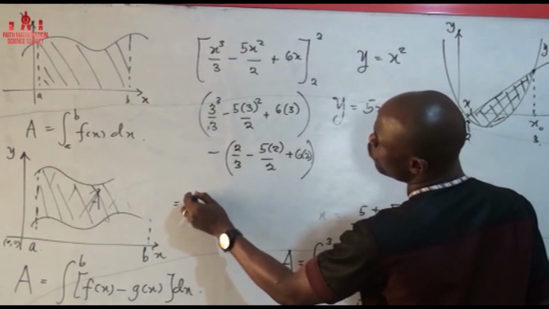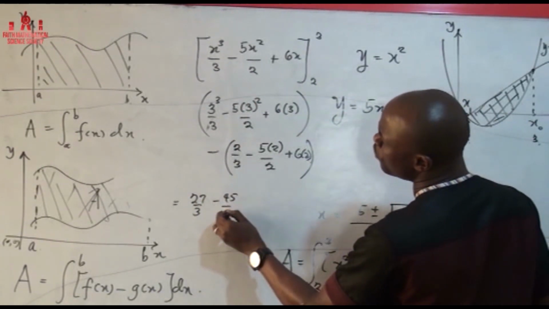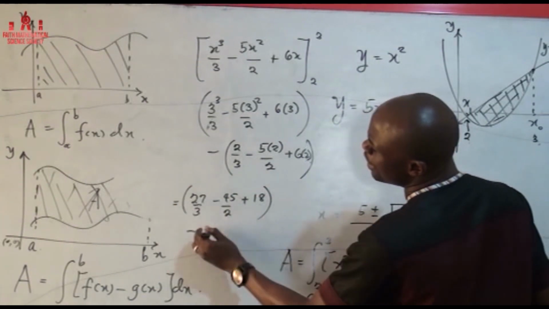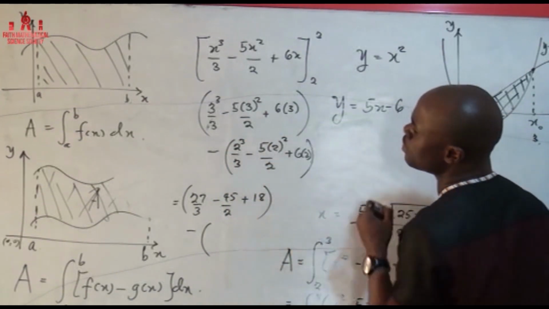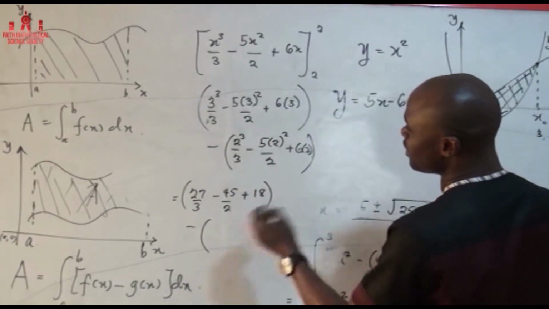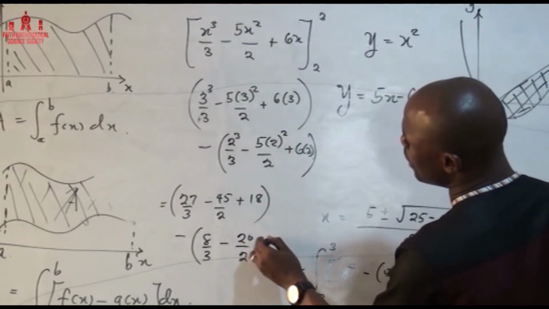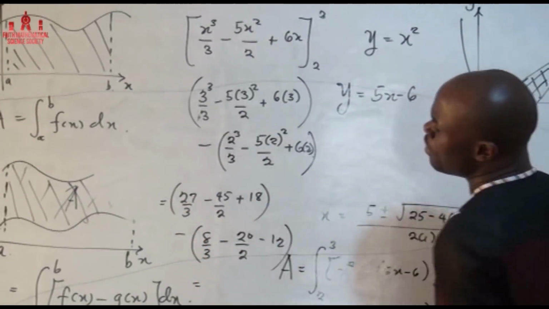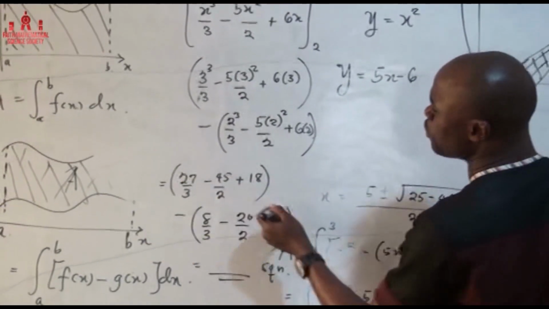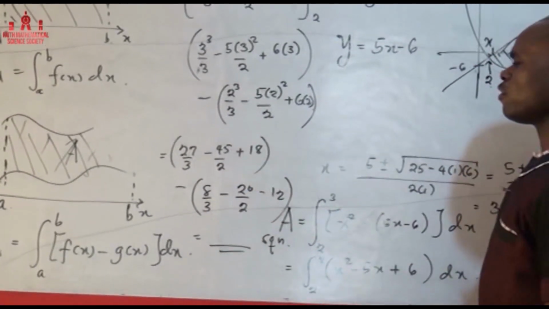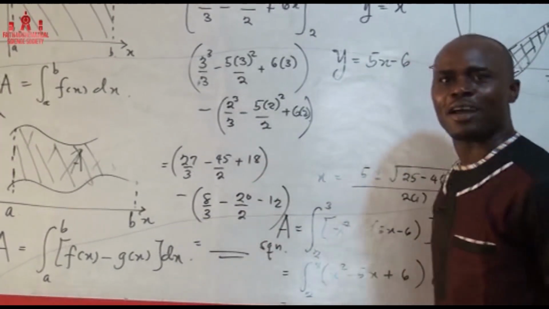You know that's going to give me 27 over 3 minus 9 times 5, that is 45 over 2. This is going to give me 18 minus, and, oh, I've missed something there. Sorry, I missed this and I missed this. I've put them back. Okay, so this is going to be 8 over 3, and this is going to be 4, and that's 20 over 2, and this is 12. I know you can find the value here and get your answer in square units. This is going to give us 9, this is going to give us 45 over 2 minus 15 over 2, and you can always sum that up to give you your values.